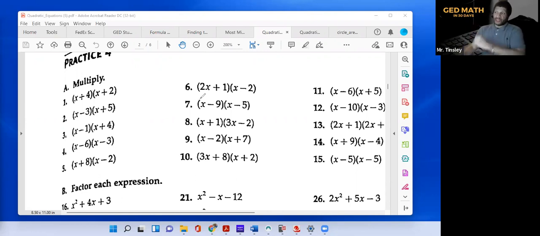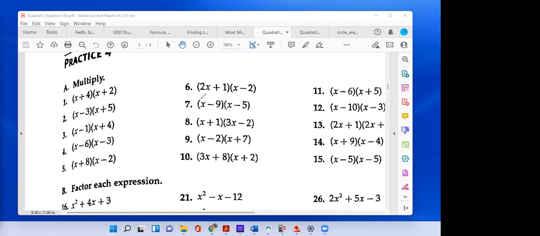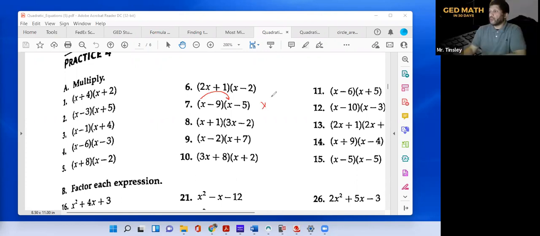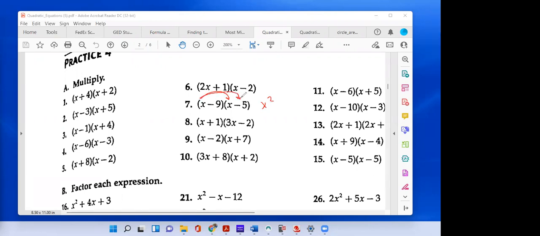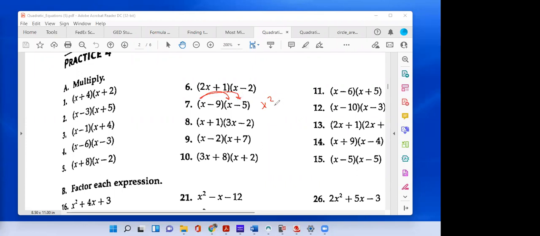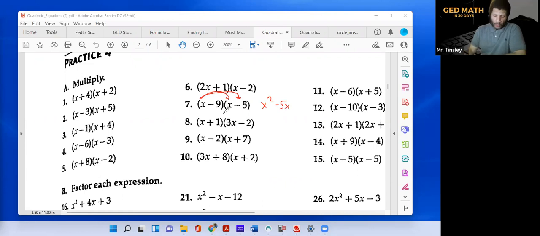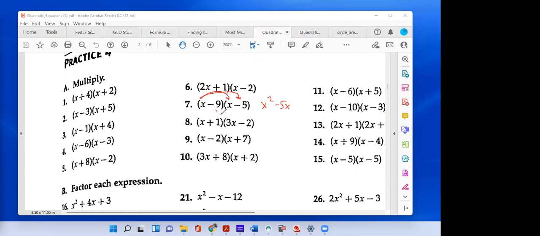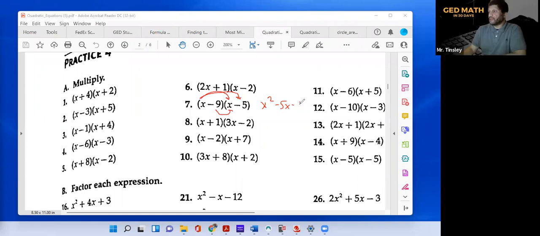So for example, if I'm doing number 7, what am I going to multiply? x minus 9 times x minus 5. What am I going to multiply first? x times x. What is x times x? x squared. And then what am I going to do next? x times negative 5. What is negative 5 times x? Negative 5x. And then what am I going to multiply? Negative 9 and x. Negative 9 times x.